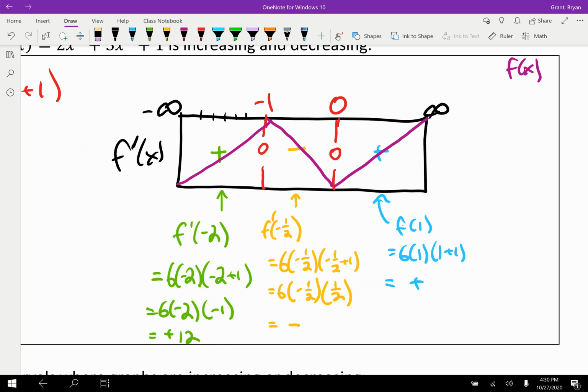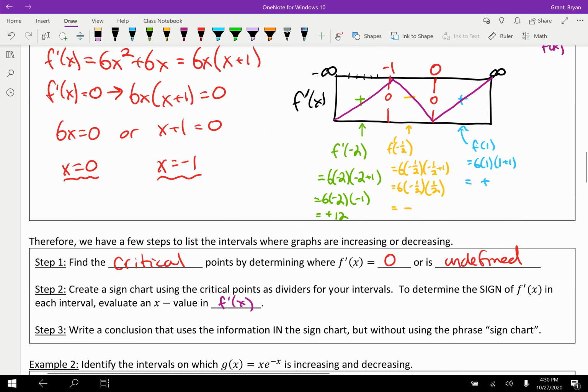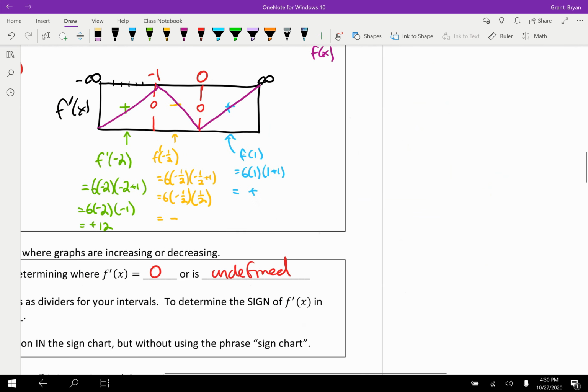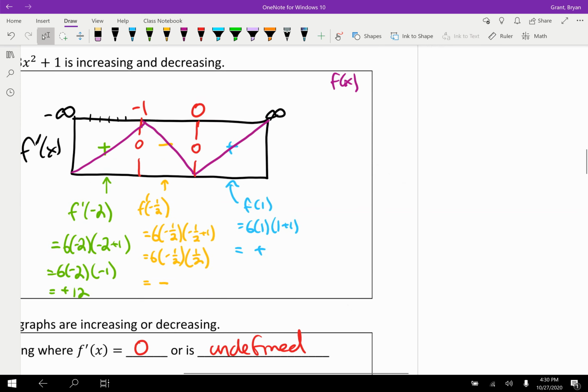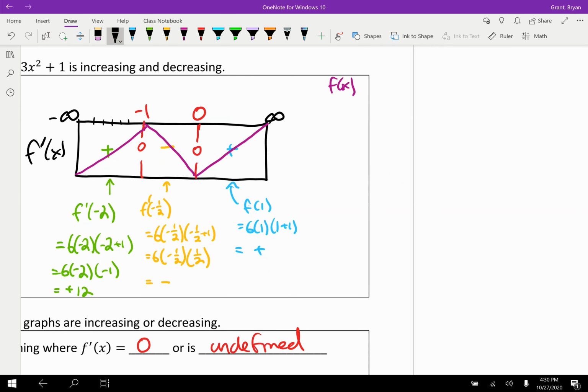The nice part about having a sign chart, though, is you just write what's in the sign chart for your conclusion. I'll probably do this off on the side. Sorry, I've run out of room, but that's okay. Here's what we do. We would say f of x is increasing, very common, INC for increasing, on, we have two intervals here, negative infinity to -1 and from 0 to infinity.